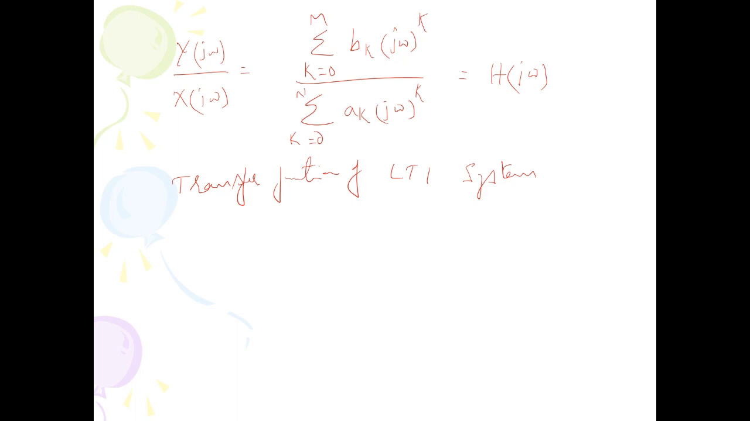Hence, H of j omega can be treated as the frequency response of the LTI system, which is nothing but y of j omega by x of j omega. And consider an example here.